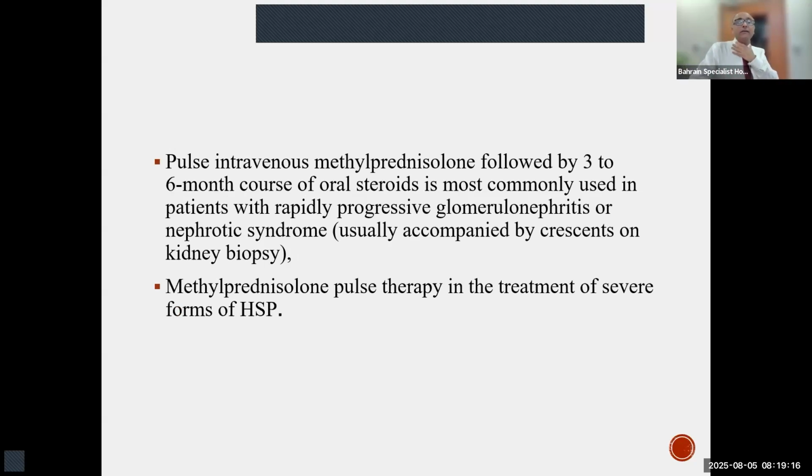It can require intravenous pulse methylprednisolone therapy for 3 to 6 months if there is any rapidly progressive glomerulonephritis or nephrotic syndrome. Methylprednisolone is used only in severe forms of HSP.